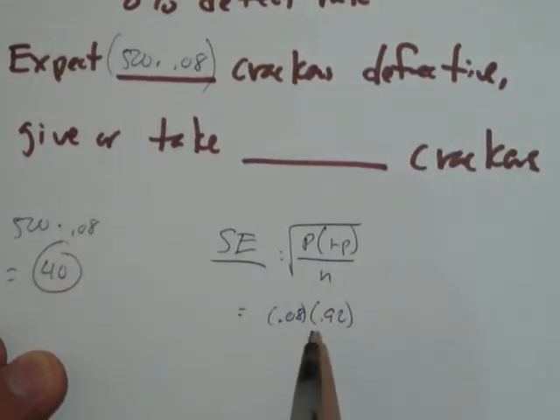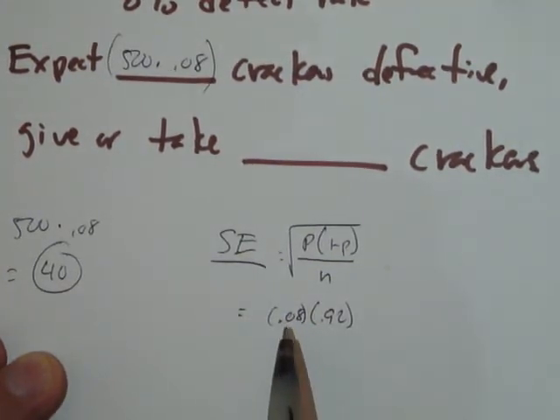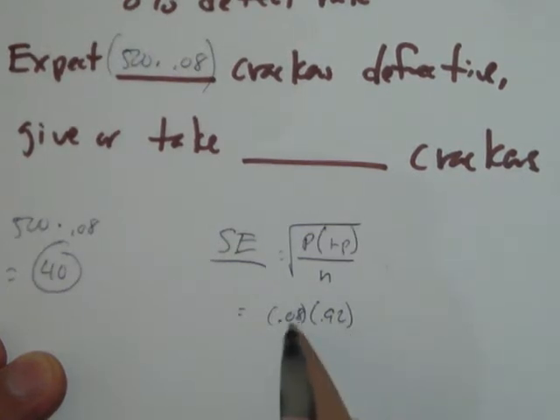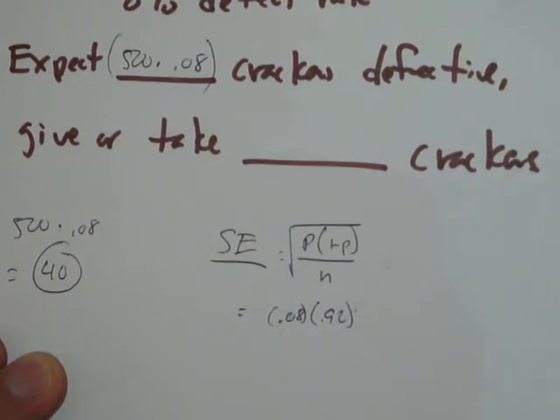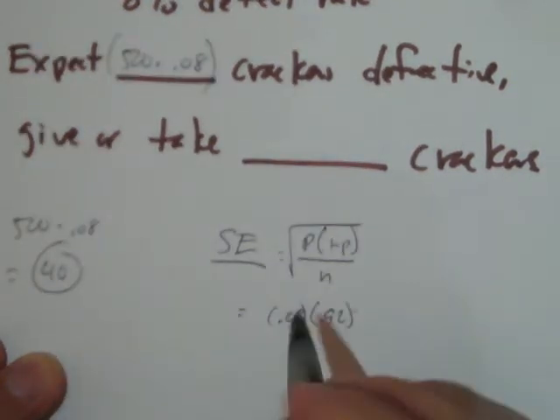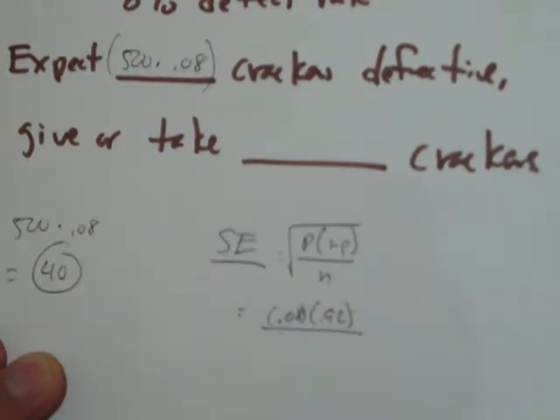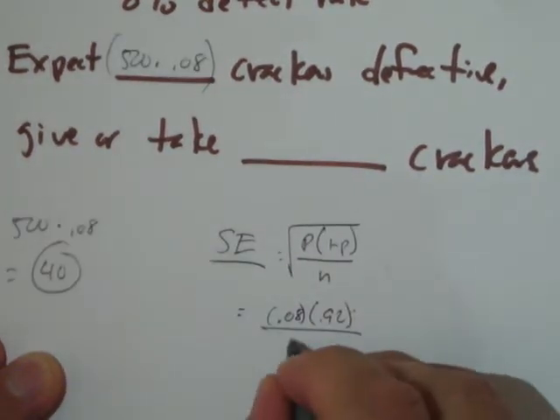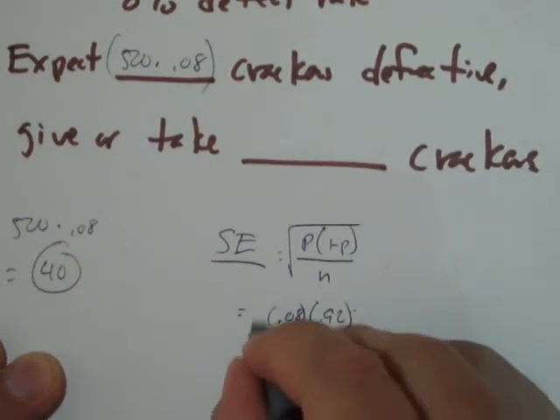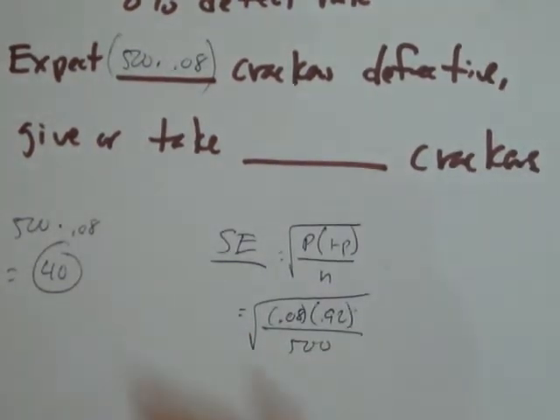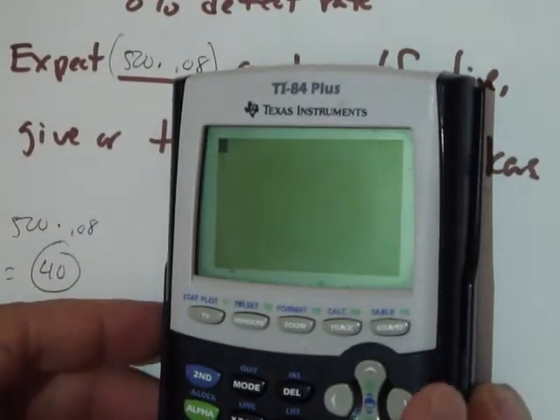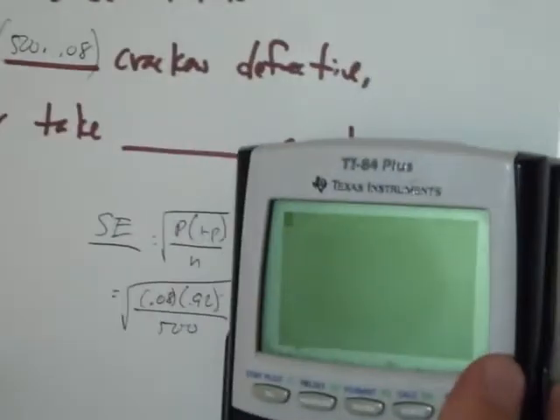Got to be careful of these. Remember, the way to check these is that they should add up to 1. So 0.08 plus 0.92 adds up to 1. It's like 8%, and then the rest is the other 92%. There's 92% of crackers that are good, but only 8% that are messed up. And then divide by n. n is the size of the sample, so that would be 500, and then square root the whole thing. I want to show you my calculator as I'm doing these calculations so we see what's happening.